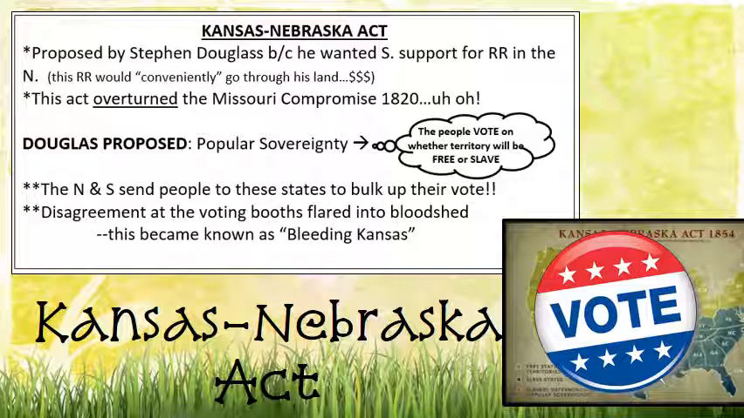The northern states were flooding the Kansas-Nebraska area with their people. The South is flooding this area with their people, trying to bulk up the vote because they want to make sure that they win and that the Kansas-Nebraska area gets to be slave in the eyes of the South. And the North is like, no, we want it to be free. So huge disagreements take place at the voting booths, flares up, causing bloodshed, and this actually becomes known as Bleeding Kansas. Not our finest moment, but there you have it.